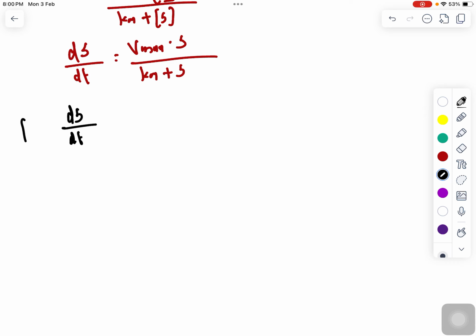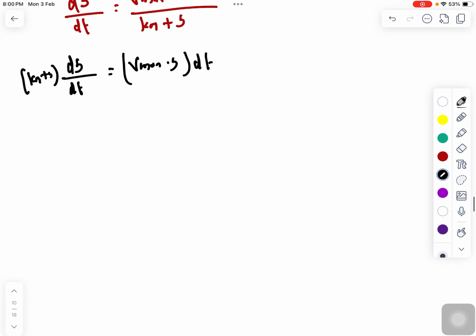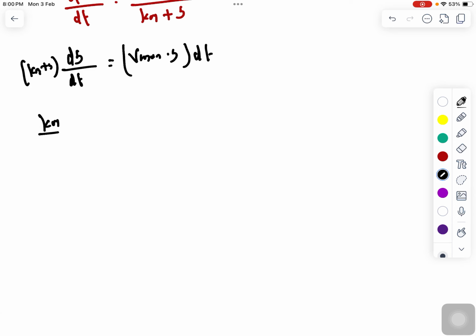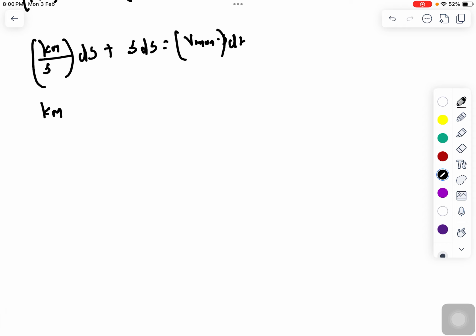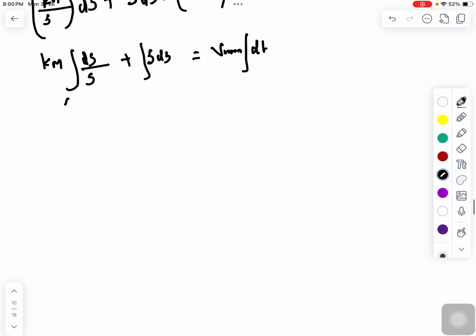So from here we can say dS by dt and Km plus S is equal to Vmax into S dt. So from here we can say Km by S dS plus dS is equal to Vmax dt. Is that clear? So if I take Km common and integrate, it will be going from dS to S, plus integral of dS, that is equal to Vmax dt. So it will go from S naught to S, let's say S naught to S.